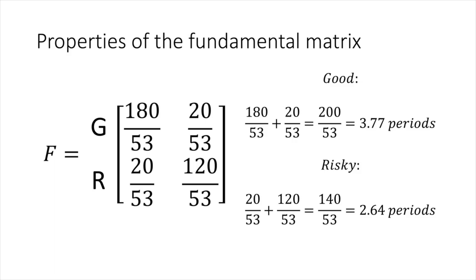We can use the fundamental matrix determined earlier to determine the average number of periods it takes for a loan initially in good or risky loans to reach an absorbing state. We find this simply by taking the sum of the row corresponding to the initial state we are interested in. Remember, these are averages and don't have to be whole numbers. For good loans, it takes approximately 3.77 years to be out of the banking system, and 2.64 years for a risky loan.